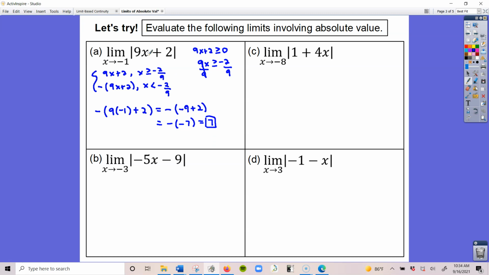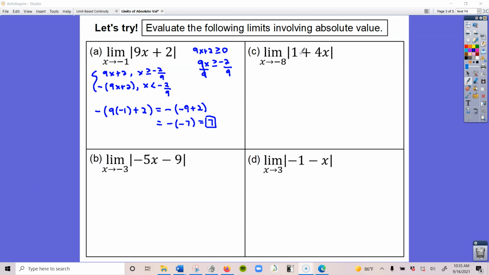Now, if I had plugged in -1 here, I would end up with the same answer. So in this case, we didn't necessarily need to go through this, but that doesn't work for all absolute value functions. So it's better to be safe than sorry, right? We're always going to split up the absolute value into its pieces and then evaluate the limit.